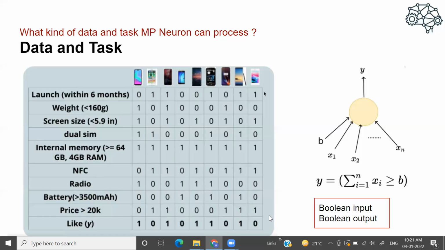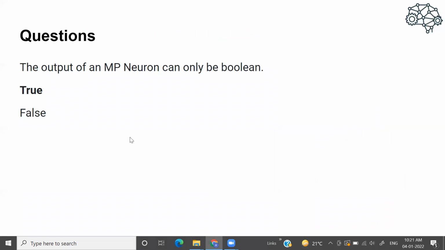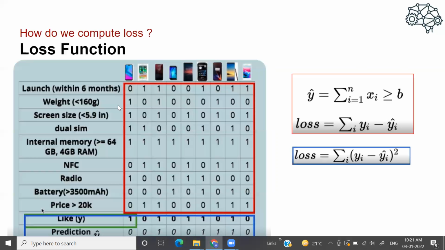By now you must be clear that the MP neuron is only capable of dealing with Boolean input and Boolean output, right? Okay, so this was a question which I was going to ask, and I have answered it myself. So let's move ahead. Let's check the next question.